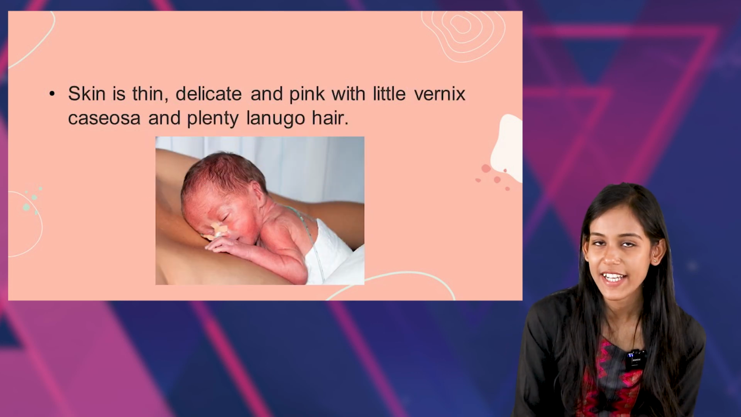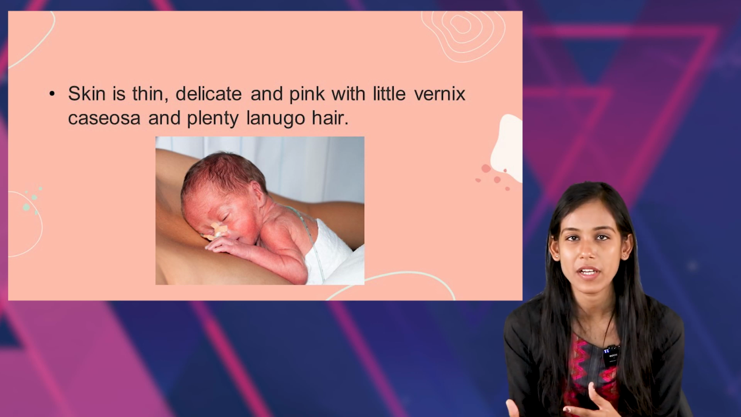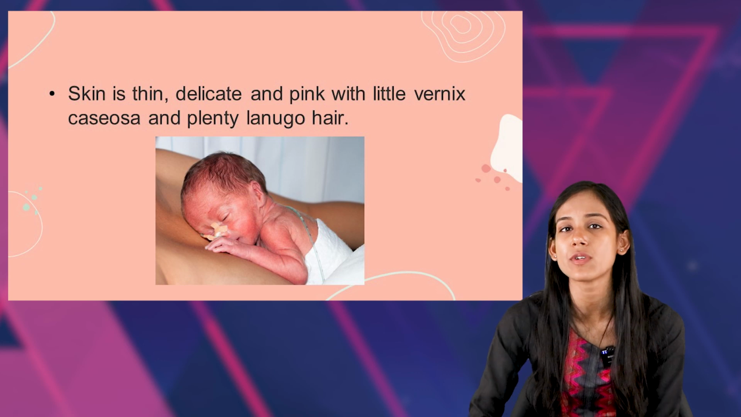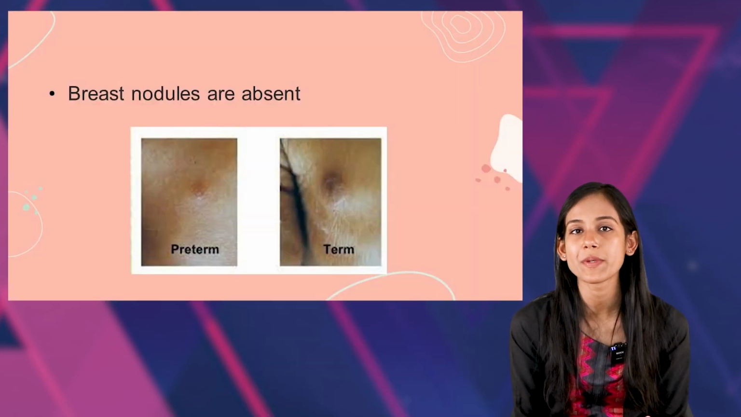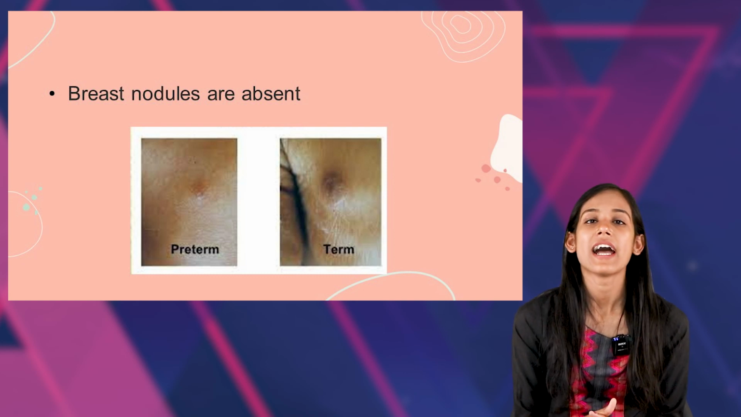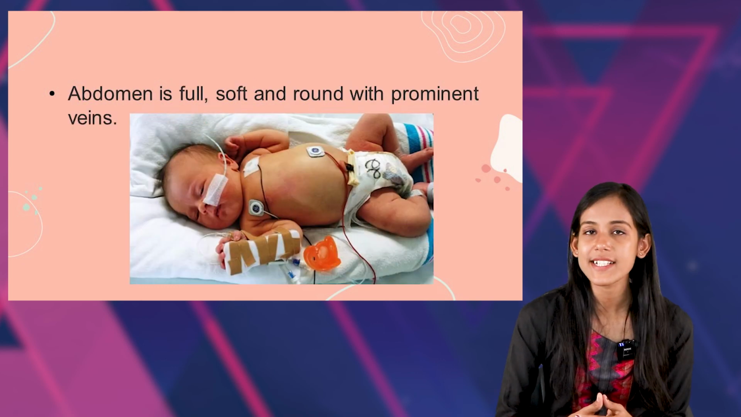The skin is thin and there would be little presence of vernix caseosa and there will be plenty of lanugo hair. Also, the subcutaneous fat would be less in a preterm baby and sometimes we might see the presence of edema. Coming to the breast, the breast nodules would be absent or less than 5 millimeters, and the nipples and the areola would be flat. The next thing is the abdomen.